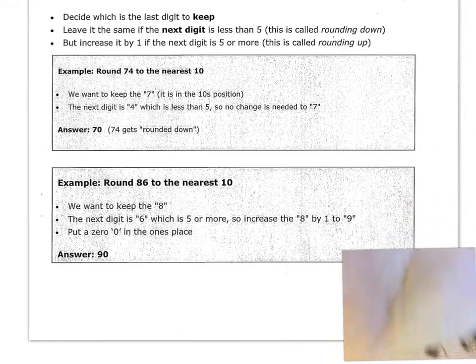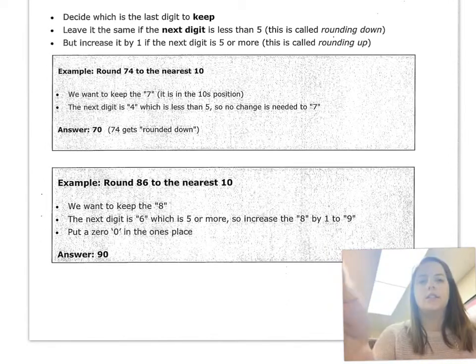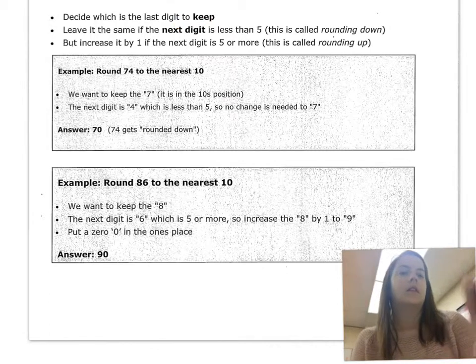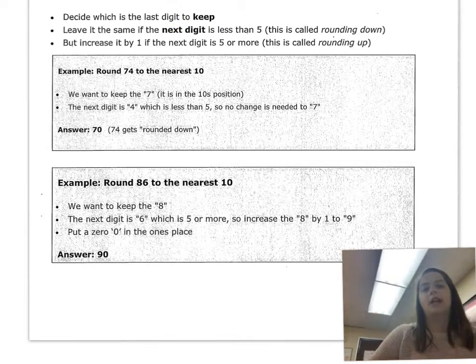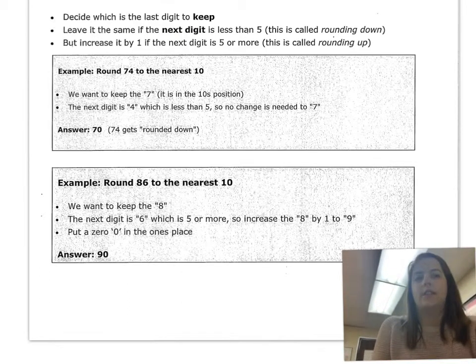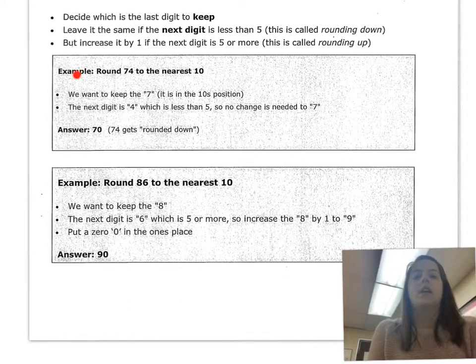So how to round numbers. The first step is decide which digit you're going to keep. Leave it the same if the next digit is less than 5. We call this rounding down. But increase it by 1 if the next digit is 5 or more. So, an example: round 74 to the nearest 10.